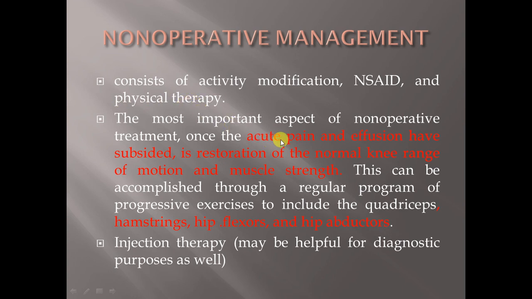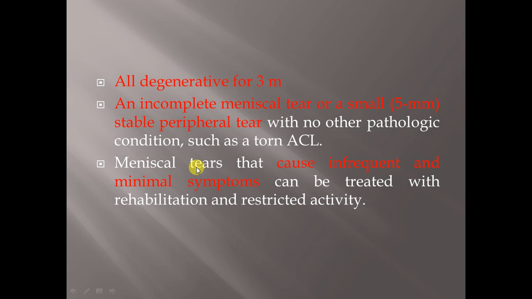Once the acute pain and effusion subside, you have to restore normal full range of motion and muscle strength. This is done by good quadriceps, hamstring, hip flexor and abductor strengthening and stretching exercises. This is done if you have a patient with minimal symptoms, no mechanical symptoms, who is gradually improving, or in all degenerative cases, or even in small tears, which mostly heal if less than 1 centimeter in length.